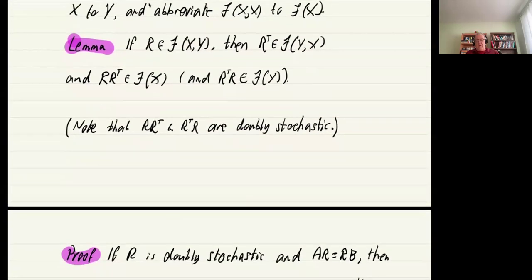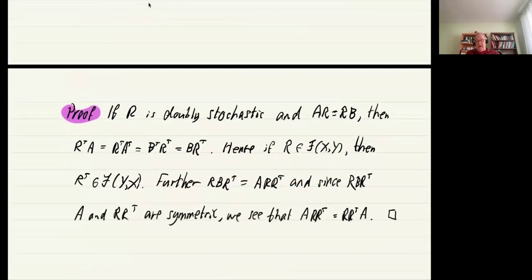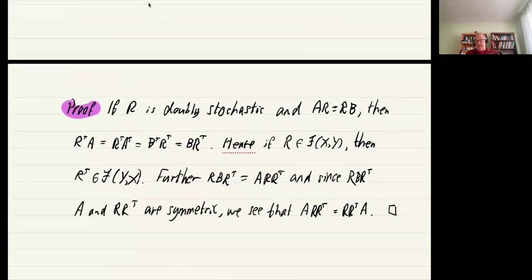Now, I want to prove this claim. It's something nice and relaxing. If R is doubly stochastic and AR is equal to RB, then I take transposes. I get R transpose A, because A is symmetric, and that's equal to this by taking the transpose. And then B is symmetric, so you get R transpose A is equal to B R transpose. And so that tells me that if R is a fractional isomorphism from X to Y, then R transpose is a fractional isomorphism from Y to X.